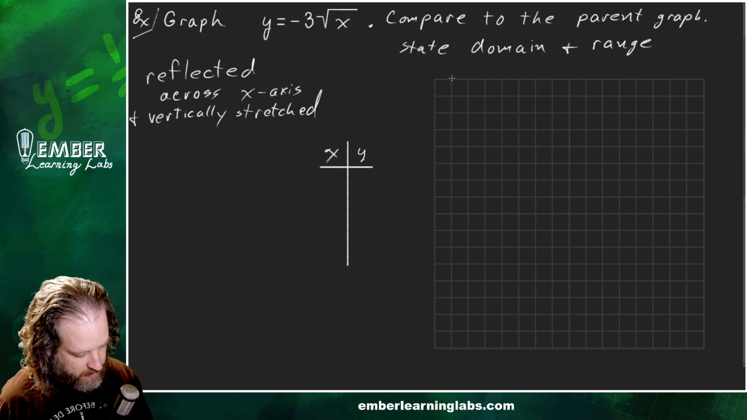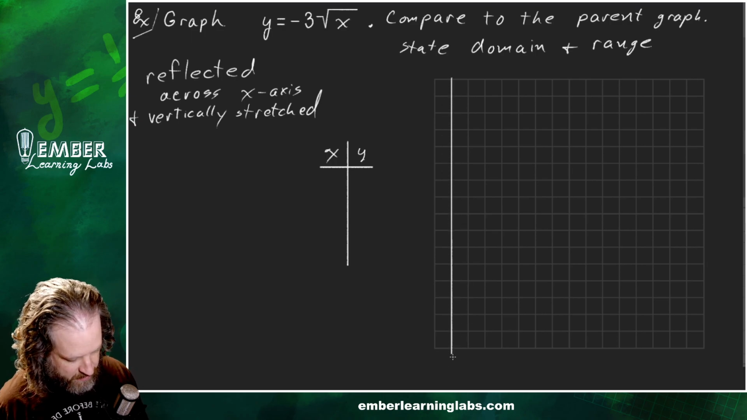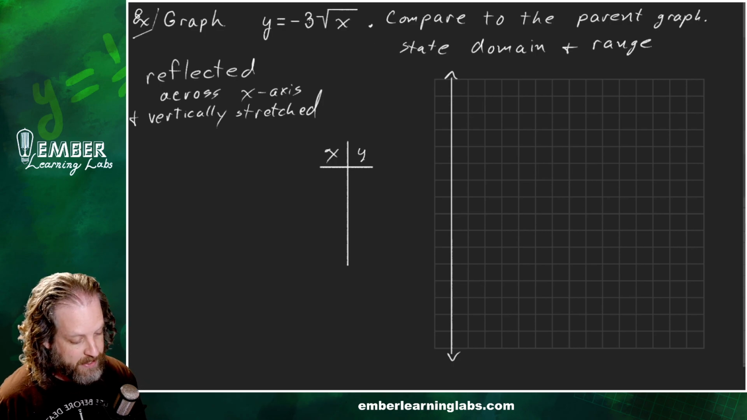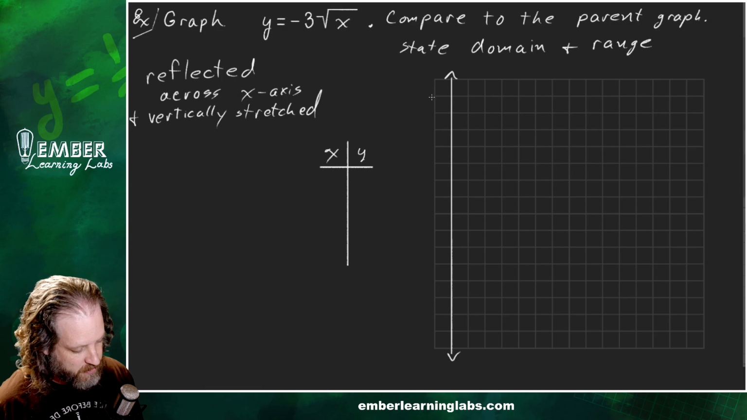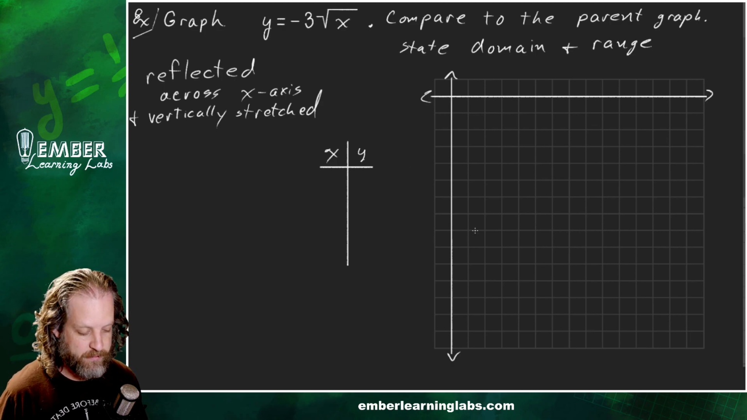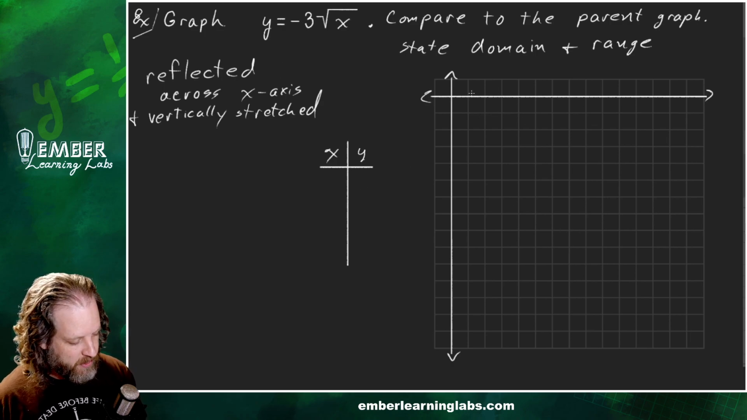If we go ahead and put our axes on here, I'm going to go ahead and just do it mostly in quadrant 1. Actually, I don't want quadrant 1, do I? Because it's also reflected. It's also flipped over. So I'm going to draw my axes kind of like this, because we're going to end up with negative numbers, right? So we want to do some numbers over here.